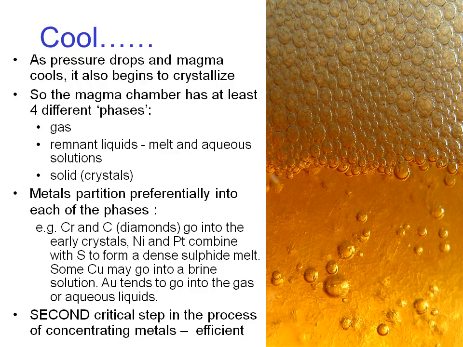As occurred when the rock was originally melted, each metal preferentially partitions into one or other of these phases, in other words, into the crystals, the gas, the liquid, or the remaining molten magma. So, for example, carbon in the form of diamonds and chromium in the form of chromite partition into the early formed crystals. Nickel and platinum combine with sulfur to form a dense sulfide melt that collects at the bottom of the magma chamber, like water in oil. Some of the copper may go into a brine solution and rise to the top of the chamber. Gold tends to go into the gas or aqueous liquids and also concentrate at the top of the magma chamber. So this partitioning provides the second critical process in concentrating metals to potentially economic grades.